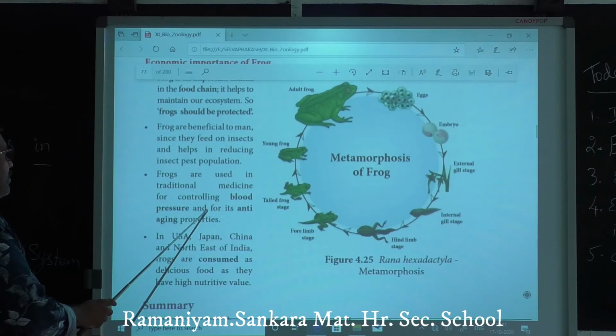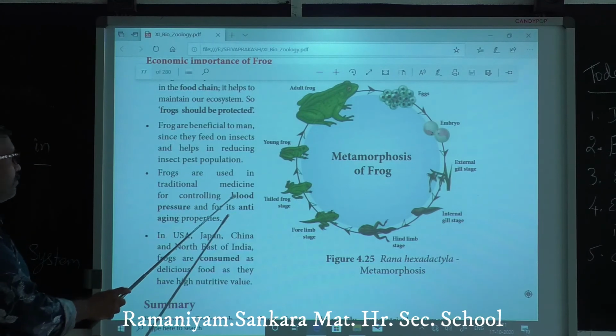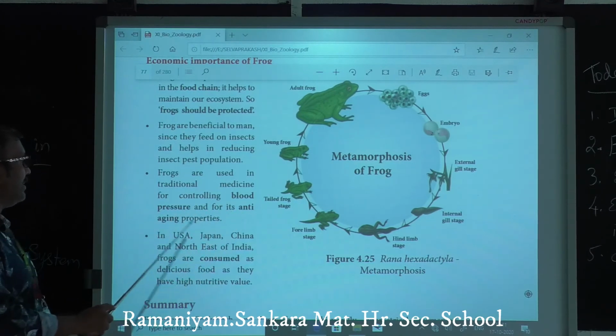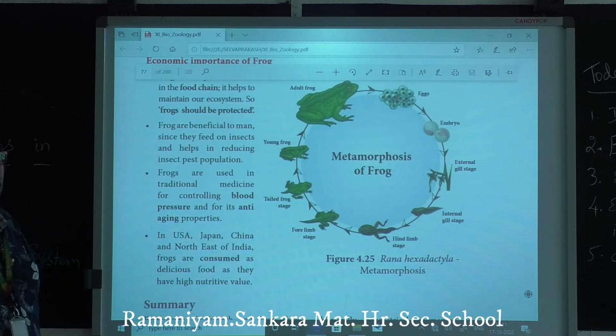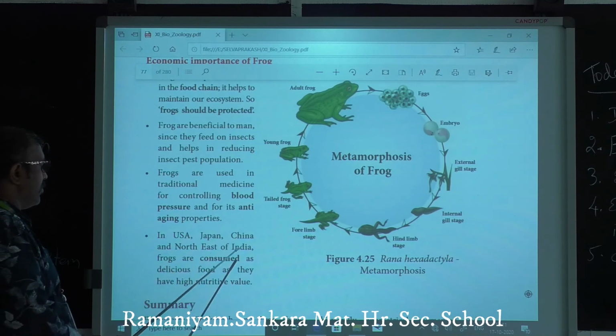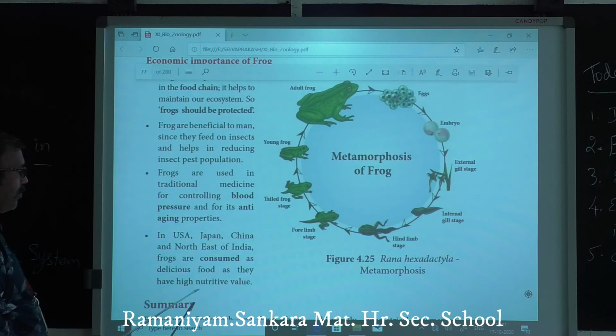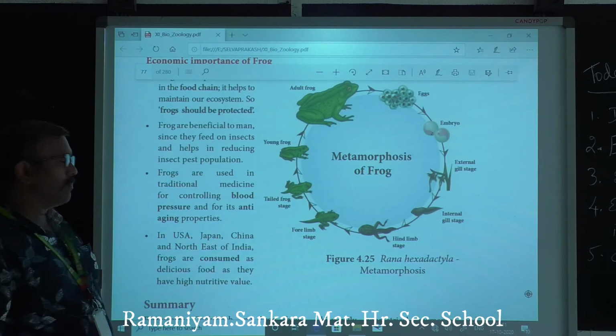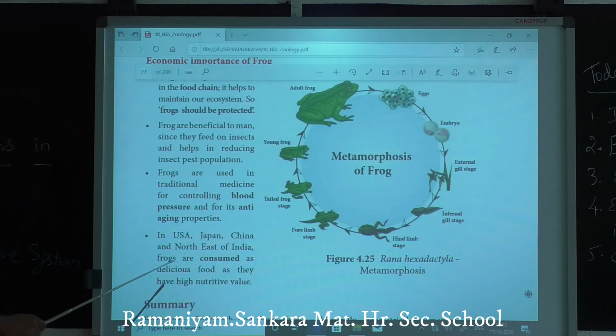Frogs are used in traditional medicine for controlling blood pressure and for their anti-aging properties. In the USA, Japan, China and the northeast of India, frogs are consumed as delicious food as they have high nutritive value.